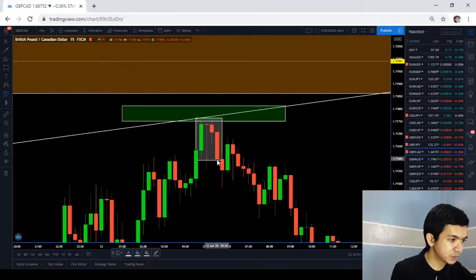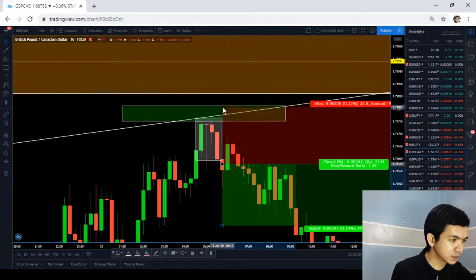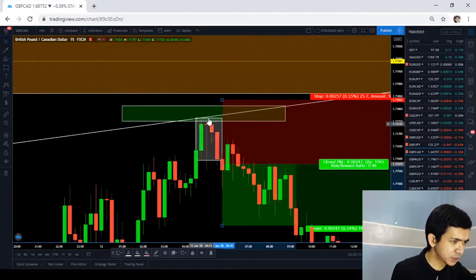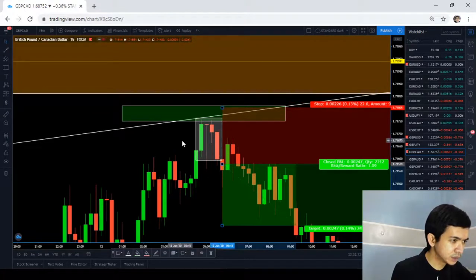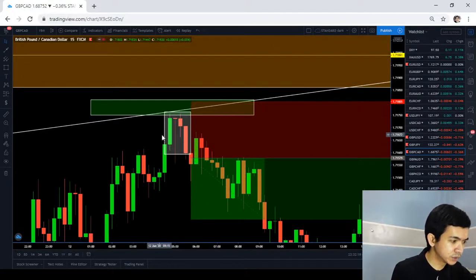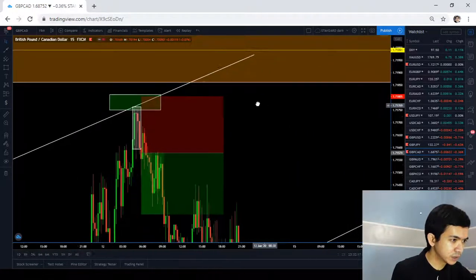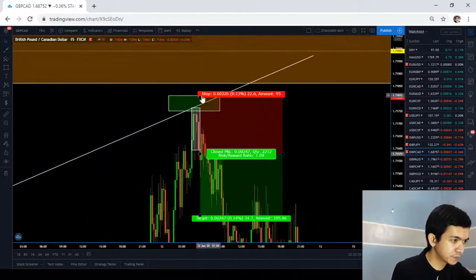After this move happens, on to the next candle. And above structure is our stop loss. Okay? Just above structure.